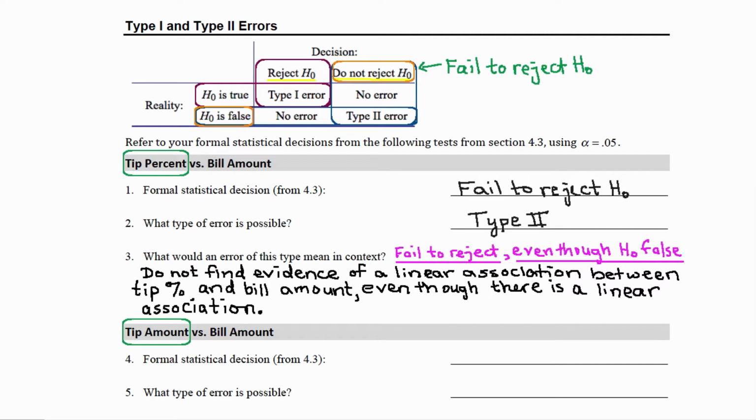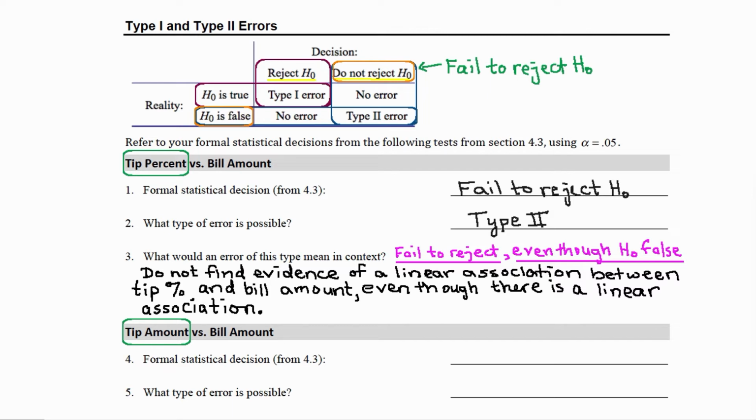So even though there is a linear association between tip percent and bill amount, I think it's reasonable to assume that that is implied, that that's what we're talking about at this stage. But don't ever leave out one part or the other of this explanation, or else it's not an explanation of an error. Never assume that something is implied if we only say half of this. Okay, so that's the error. The type 2 error in this case is: we don't find evidence of a linear association, even though there in fact is one.